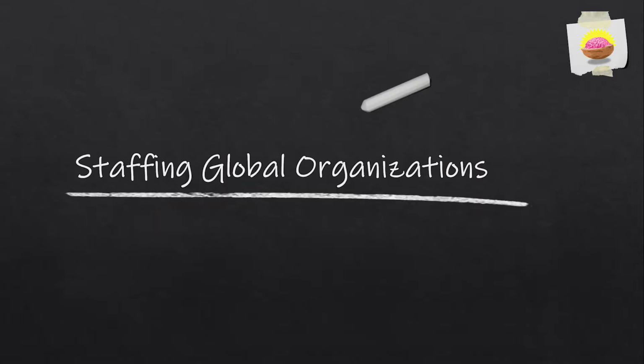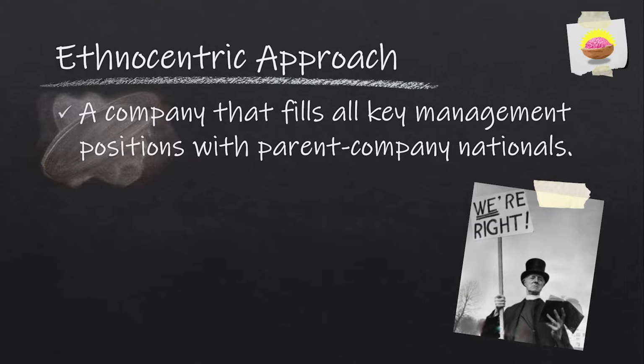Specifically, I want to talk about staffing global organizations. There are, in fact, 3 different approaches that organizations can take when figuring out how to staff a global corporation, multinational organization, what have you. Okay, so the first approach is called the Ethnocentric Approach. In this approach, companies fill international positions, key leadership international positions, with parent company nationals.